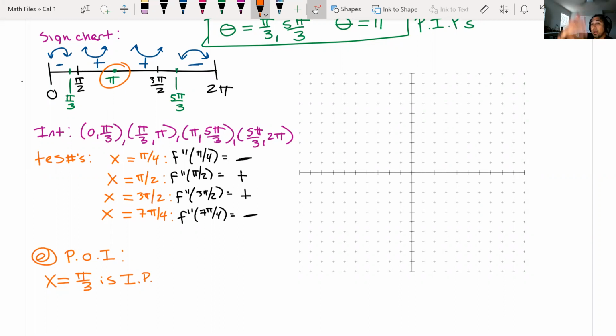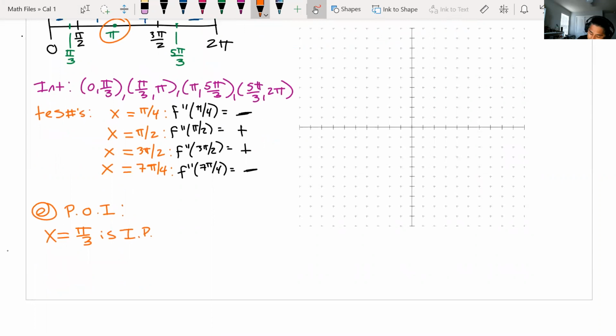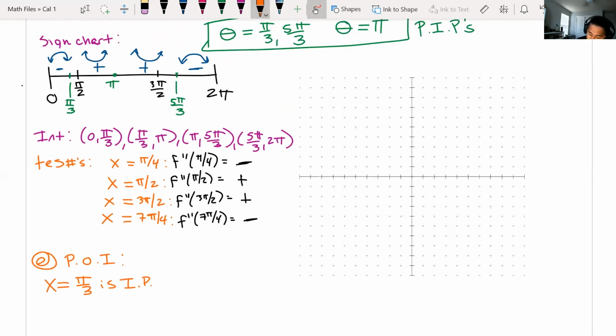Here we go from positive to positive. So since we go from concave up to concave up, the sign does not change. This means pi is nothing. Pi is not an IP, which means we just move on. And then we look at 5 pi over 3. Here we go concave up to concave down, from positive to negative, which means that 5 pi over 3 is an IP.